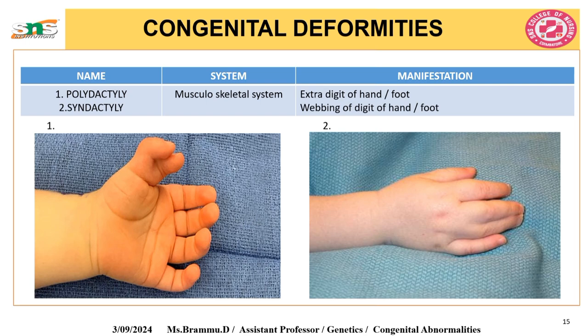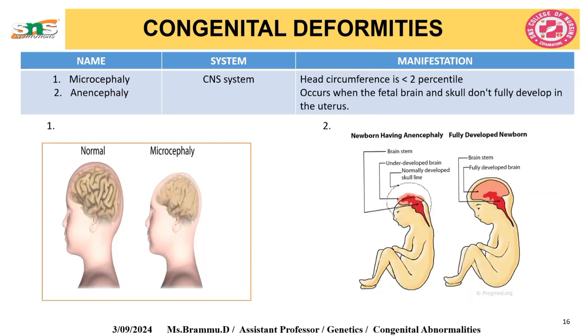So next we'll be seeing about the conditions which are affecting the central nervous system. The central nervous system conditions are microcephaly and anencephaly. In microcephaly, the head circumference is less than 2 percentile. And in anencephaly, you can see that the fetal brain or skull is not fully developed in the uterus.